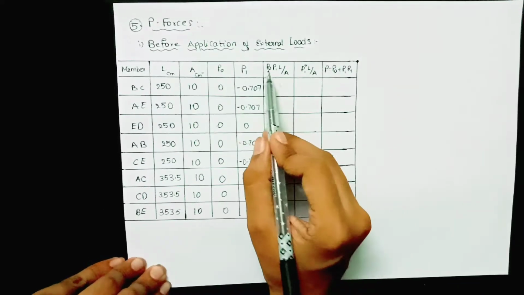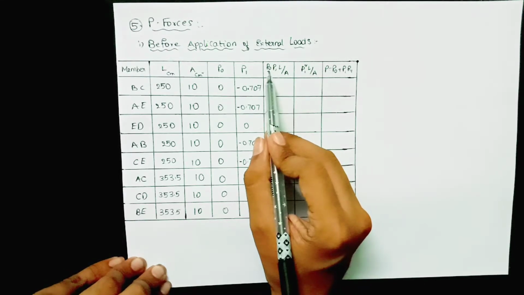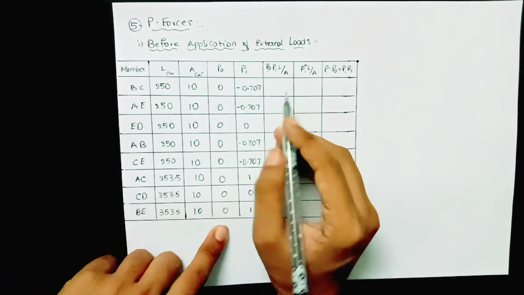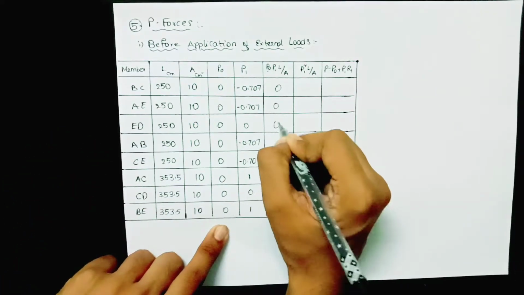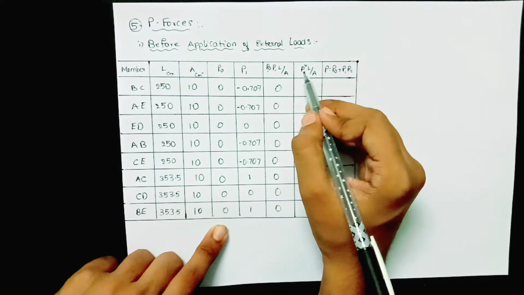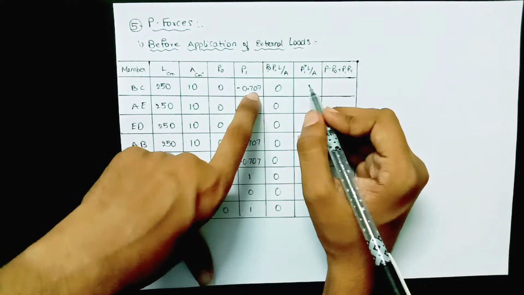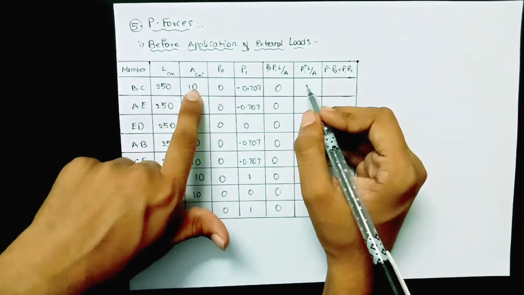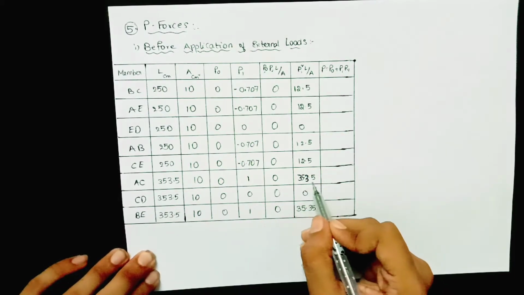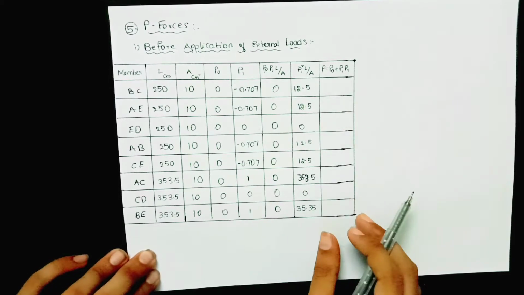Now P0 into P1 into L by A. Here we are multiplying with P0, and the P0 value for all the members is 0, so the whole column is 0 for all the members. Now P1 square into L by A: square of this value into length by area. I have calculated all the values. This is 35.35.